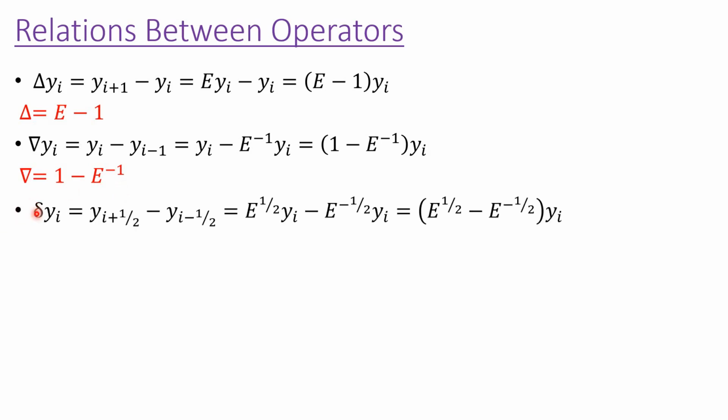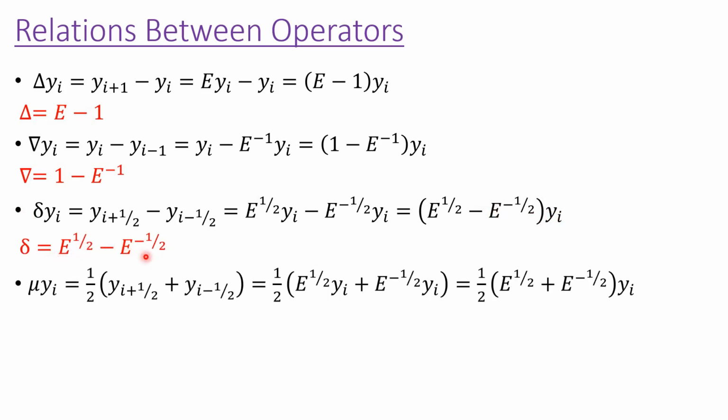Then the central difference operator delta of yi is y of i plus half minus y of i minus half. This y of i plus half is nothing but the shift operator, okay? E raised to half operates on yi. It is half forward shift minus half backward shift operating on yi. This gives us delta is equal to E raised to 1 by 2 minus E raised to minus 1 by 2.